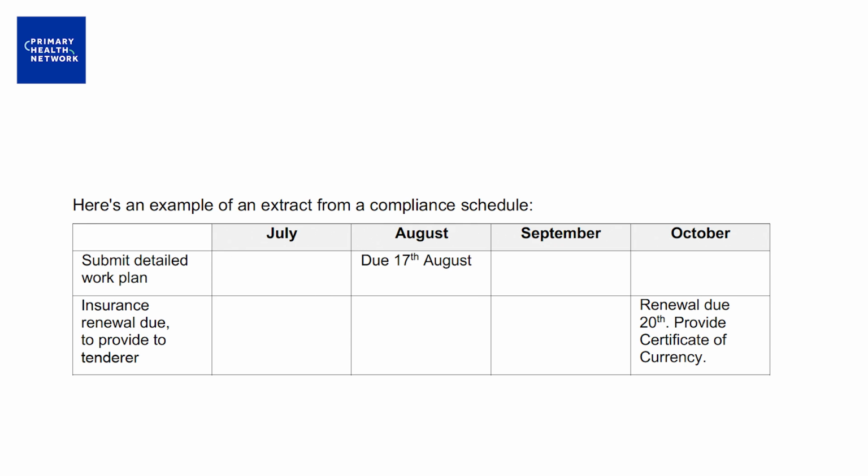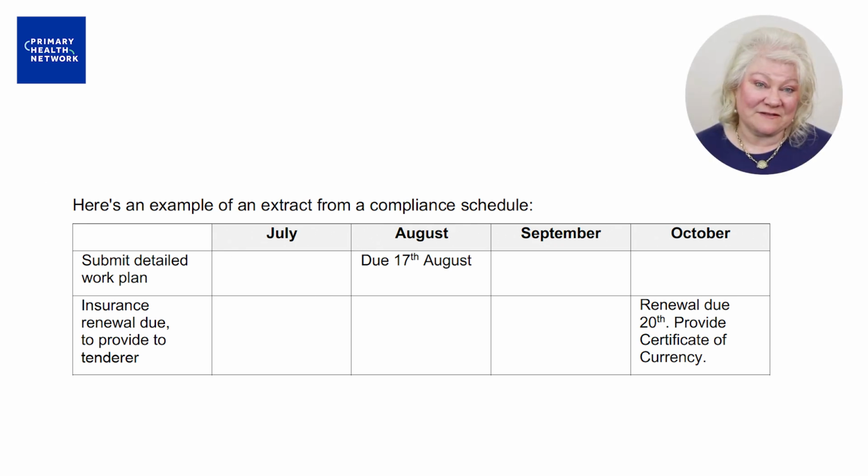Here's an example compliance schedule. Down the left-hand column are item descriptions, like submit detailed work plan and insurance renewal due, provide to tenderer. And across the top row are months: July, August, September, and October. You will list all the items you need to comply with and deliver in the left-hand column. Underneath the months, you'll list a date or a checkbox to indicate that the compliance item is due in that month.